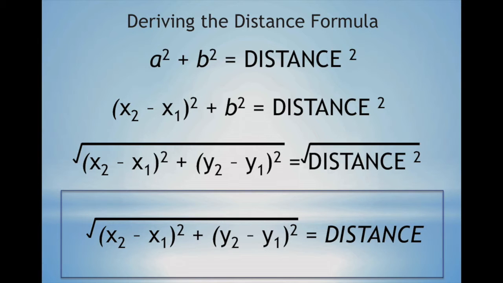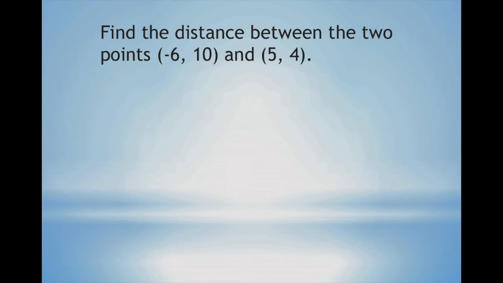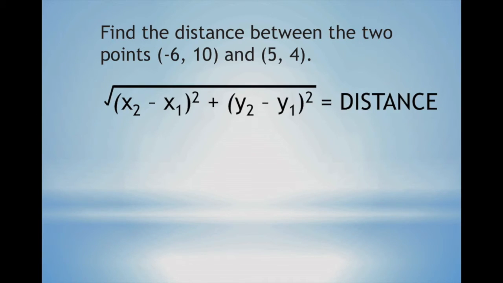Alright, so let's take this formula and let's actually apply it. Find the distance between 2 points, negative 6, 10 and 5, 4. So first thing, we identify that negative 6 is the first x coordinate, or x sub 1, 10 is the first y coordinate, or y sub 1, and 5 is x sub 2, and 4 is y sub 2. So all we have to do now is pull out our formula and plug those numbers into the respective spots.